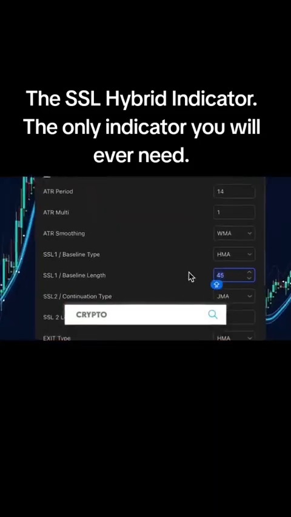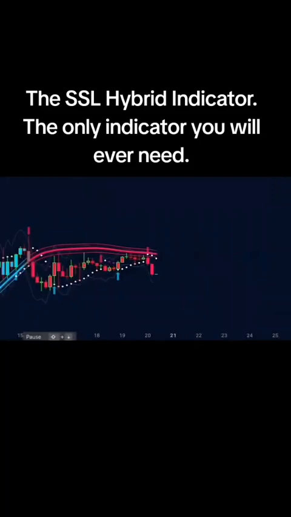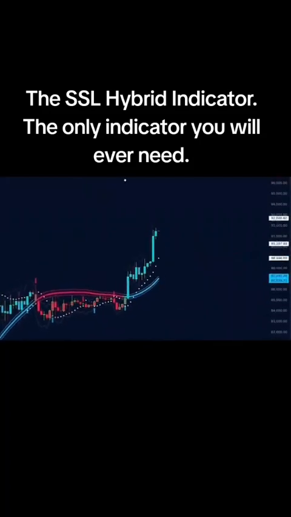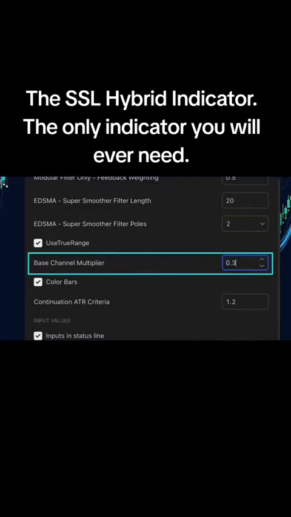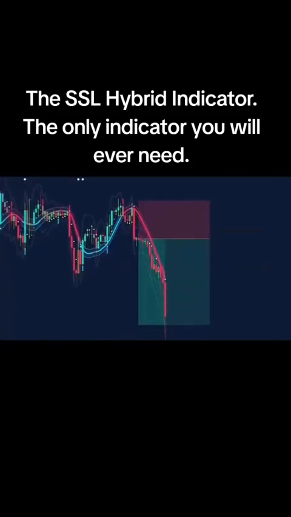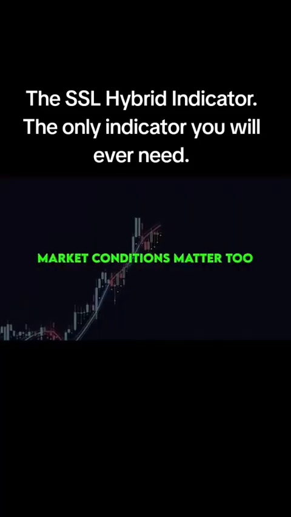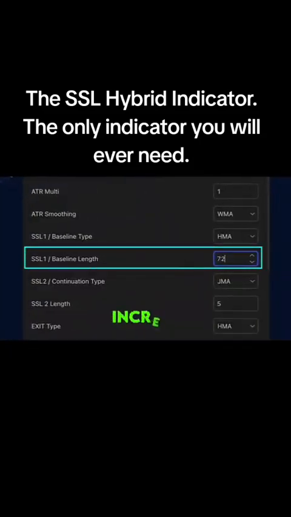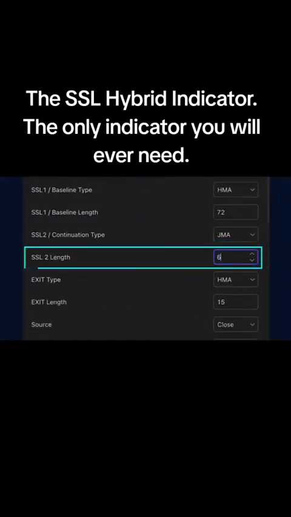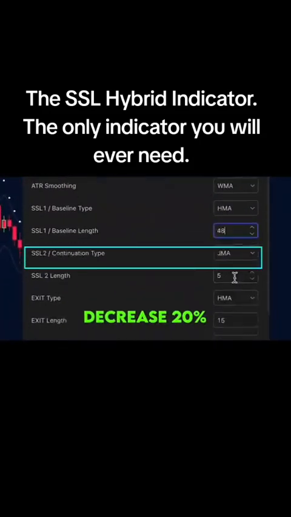For crypto, set baseline length at just 30 and SSL2 length at 2. Crypto moves are violent and happen fast. You need these faster settings to catch them, but increase your Keltner multiplier to 0.3. Crypto's volatility requires wider in-zone detection to avoid false signals. Market conditions matter too. During high volatility, news events, market opens, increase all your length settings by 20% to avoid getting chopped up. During quiet consolidation periods, drop them by 20% to catch smaller moves early.